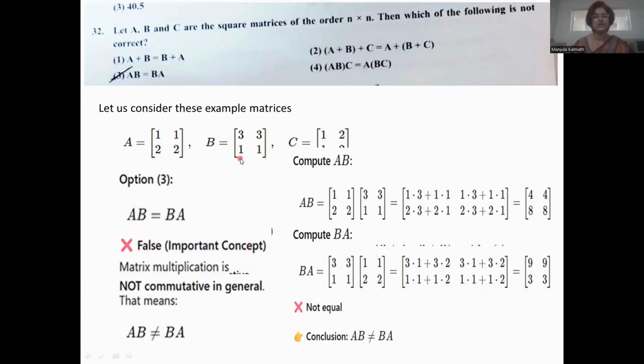The next one is the commutative property on matrix multiplication. In this we have A into B. A into B, two matrices, how are you multiplying? First matrix row, second matrix column.